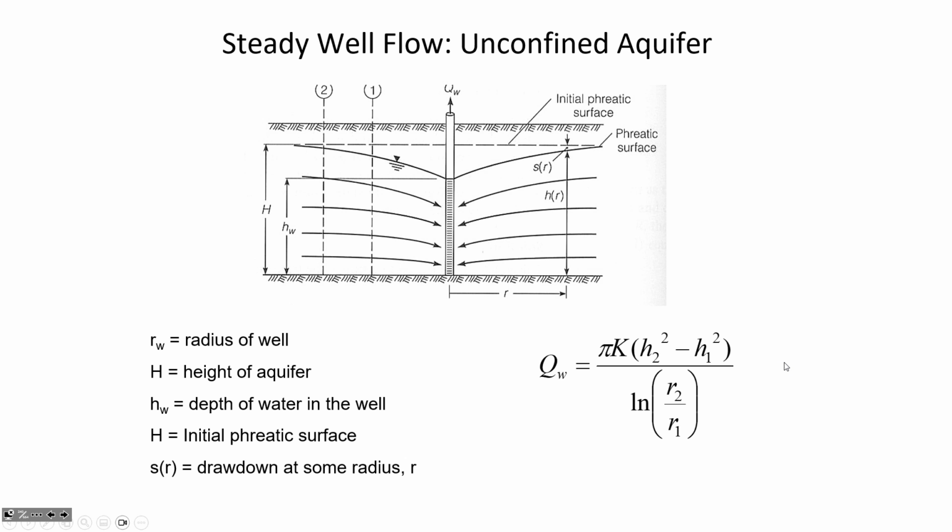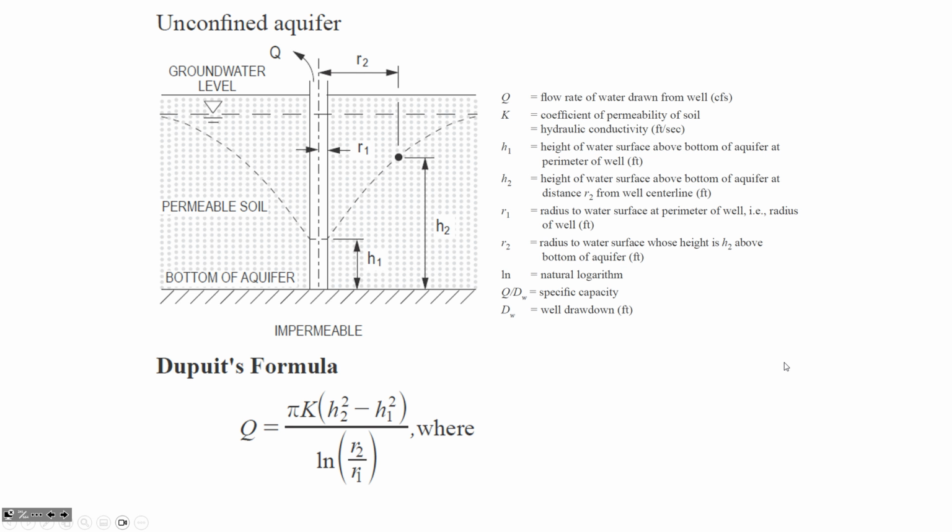This is what it looks like in the FE reference manual, Dupuit's formula. So the only difference here is that they are defining the units in traditional terms. So they're saying cubic feet per second, the hydraulic conductivity, what if it was expressed in feet per second? But we wouldn't be thrown off by that.